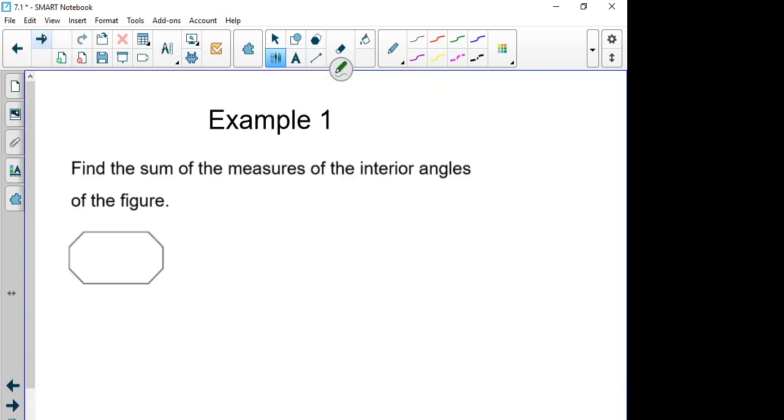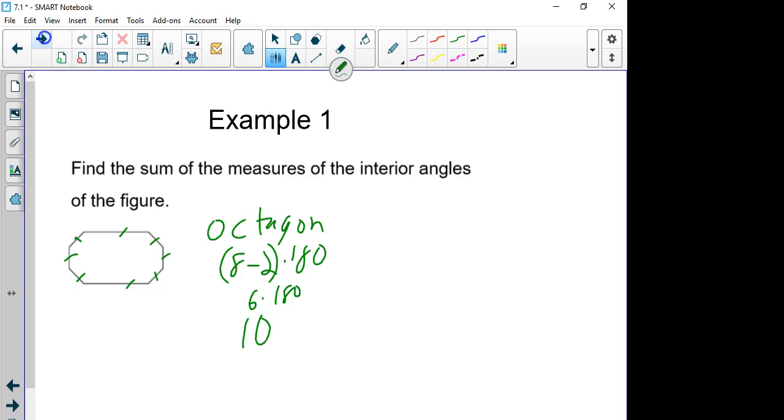Okay, example 1. Find the sum of the measures of the interior angles. Don't even have to name it, but we will. So we just count them off: 1, 2, 3, 4, 5, 6, 7, 8. Okay, that is an octagon. Right? Octopus has 8 tentacles. So we're just going to fill that into the very simple formula. 8 minus 2 times 180. So that's going to be 6 times 180, which is 1,080 degrees. So this shape has 1,080 degrees trapped inside of it.